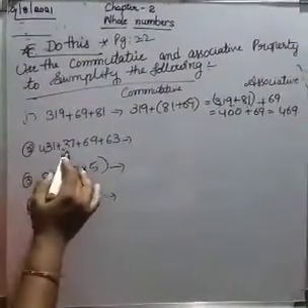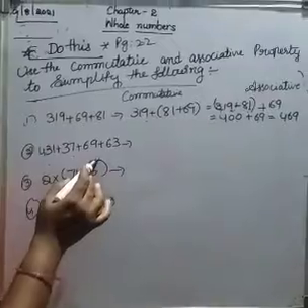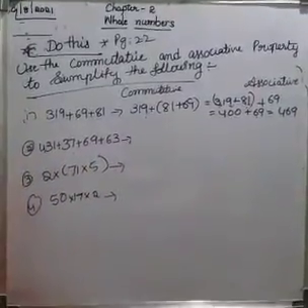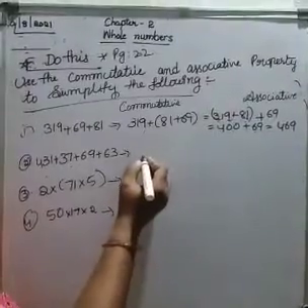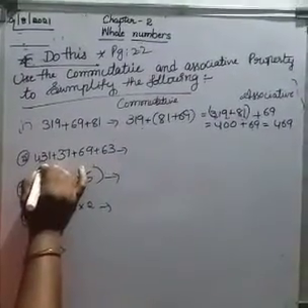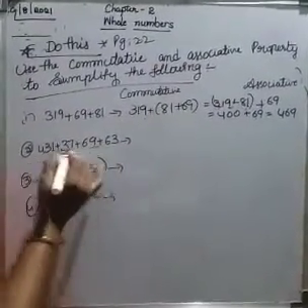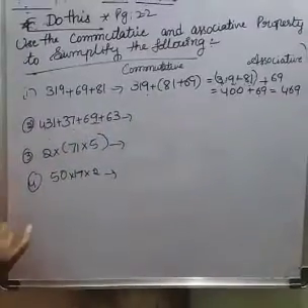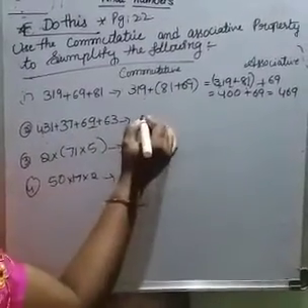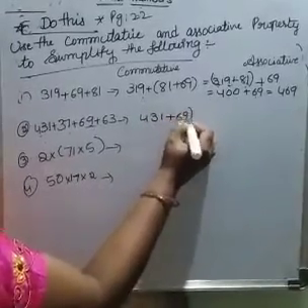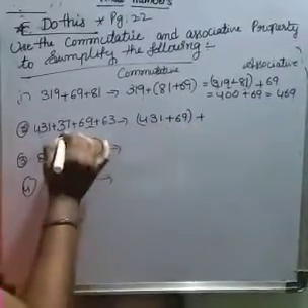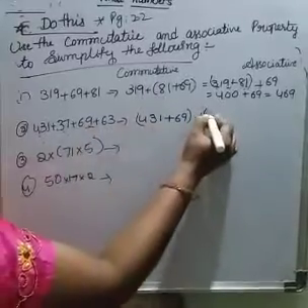431 plus 37 plus 69 plus 63. Okay, these are the 4 numbers given. So write this first: 431 plus 69. 9 plus 1 is 10, becomes 0, no? So take these two numbers in one bracket, 431 plus 69, plus 37 plus 63. Right?